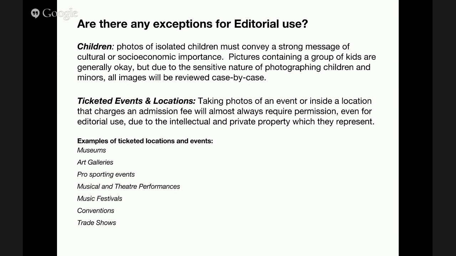Picture show? We have a couple of slides to show the difference here. Do we have those up? Yeah, we've got one here.